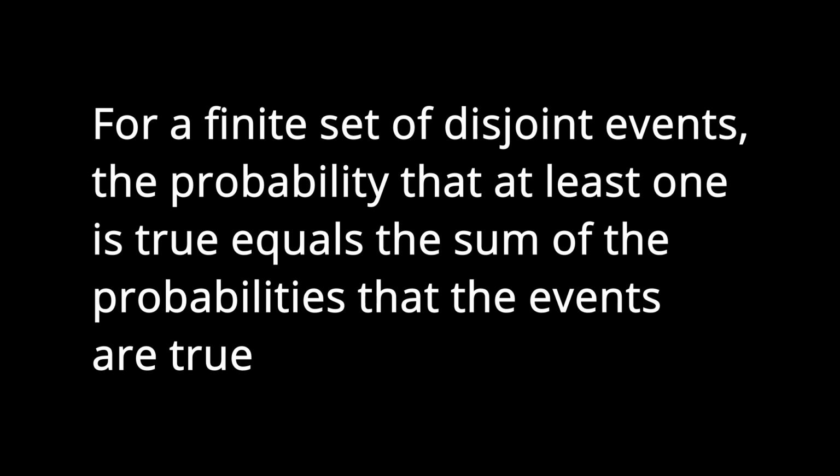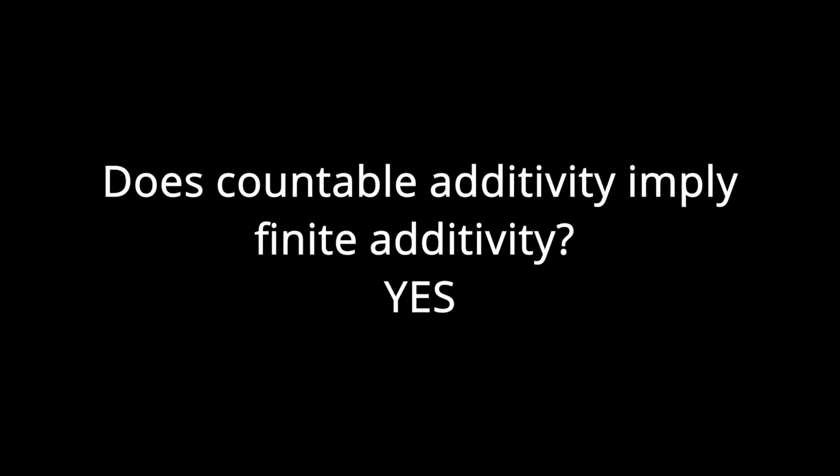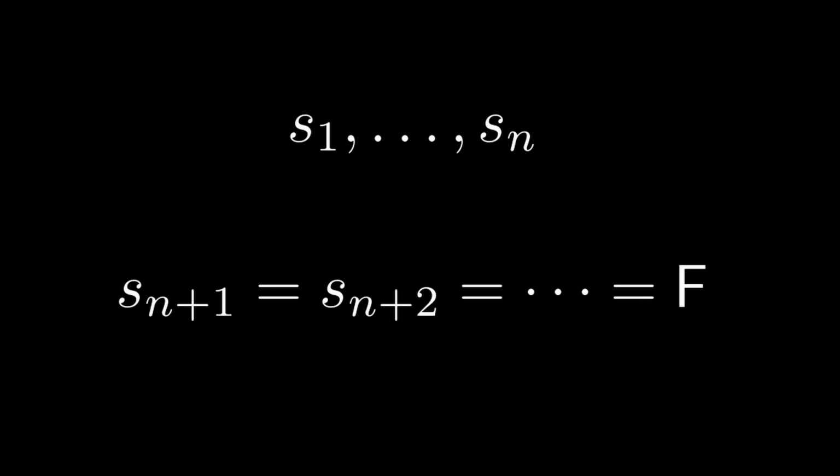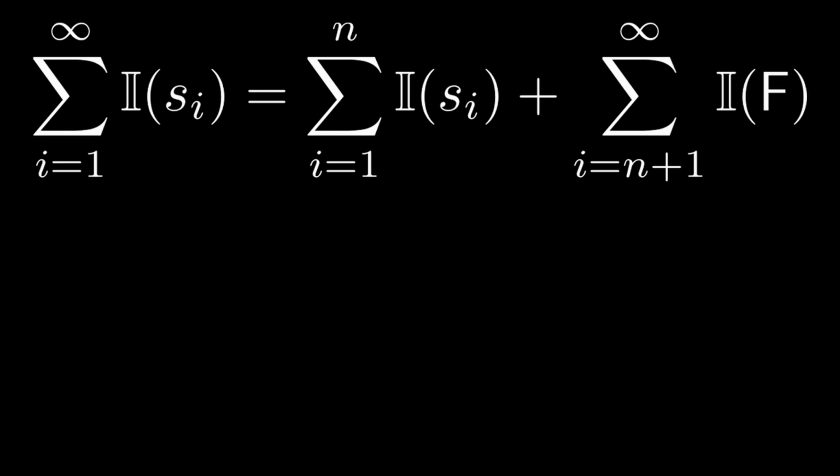Next comes the rule that for a finite set, S sub 1 through S sub n, of disjoint events, the probability that at least one of the events is true is the sum of the probabilities that the individual events are true. Now here we're talking about a finite set of events. That's what makes this different from the countable sums that we had earlier. So let's start with any finite set of disjoint events, S sub 1 through S sub n, and let S sub n plus 1, S sub n plus 2, and so on all be false. So we're going to turn the finite set into a countable sequence by adding a bunch of false events to the end of it. Then the sum of the indicators of these events is the sum of the finite part plus the sum of the infinite part.